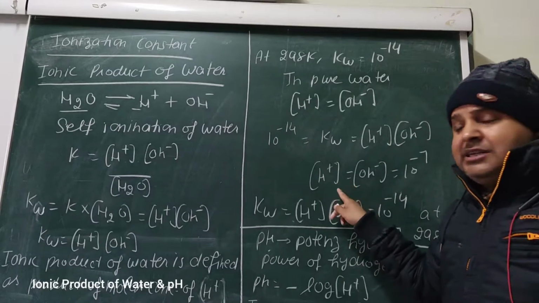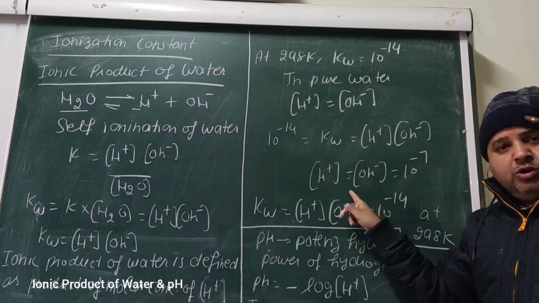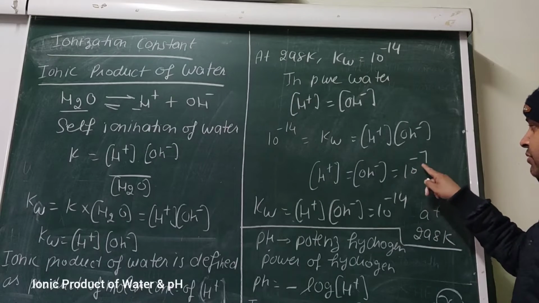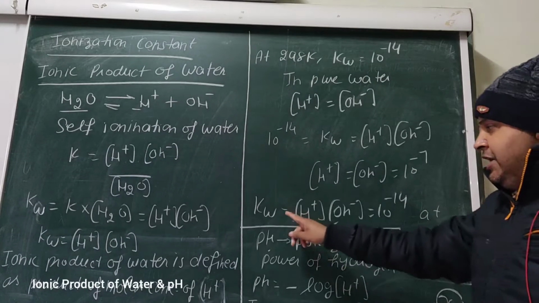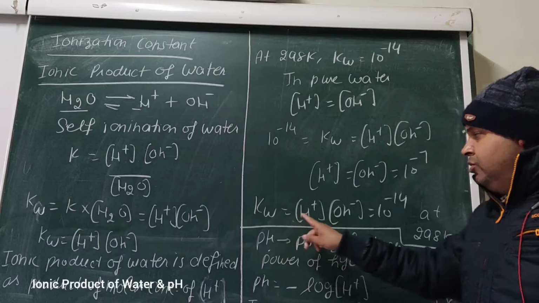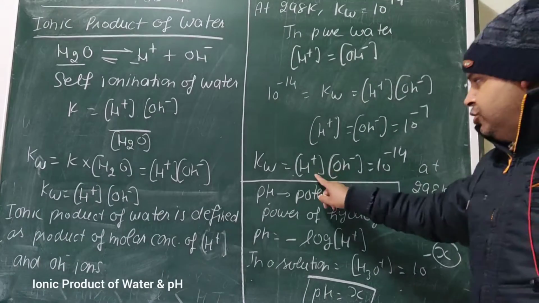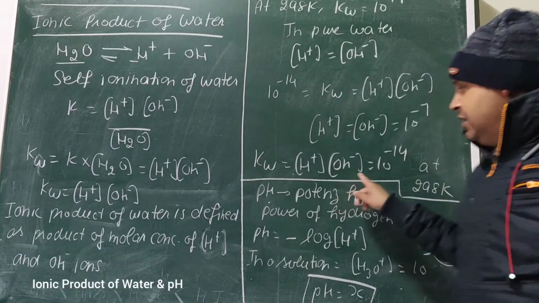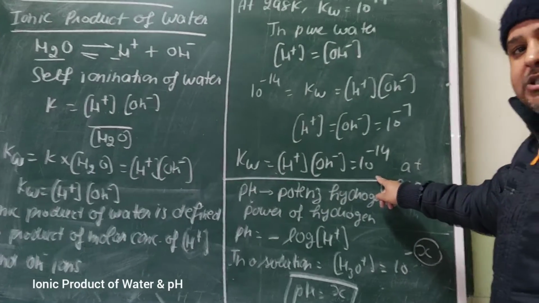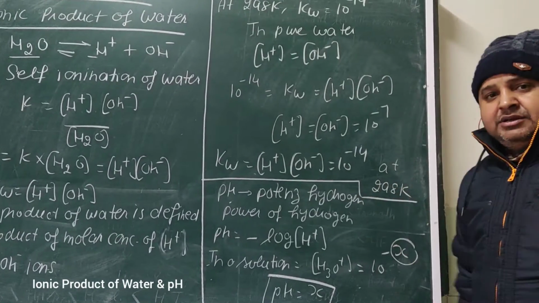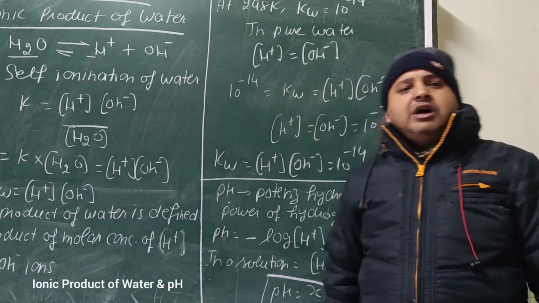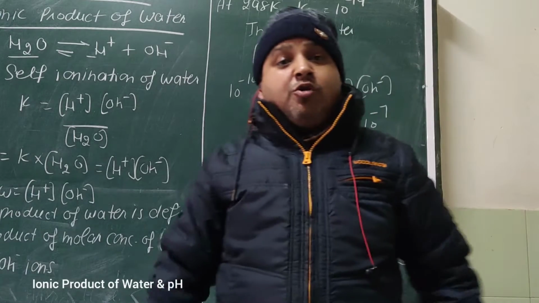So you can say that H+ and OH- are both equal to each other and equal to 10 raised to power minus 7. So the ionic product of water, or Kw, is equal to the molar concentration of H+ times the molar concentration of OH-, which is equal to 10 raised to power minus 14 at 298 Kelvin. Okay, so this was all about the ionization constant and ionic product of water.